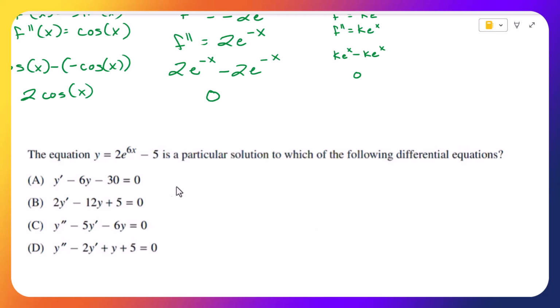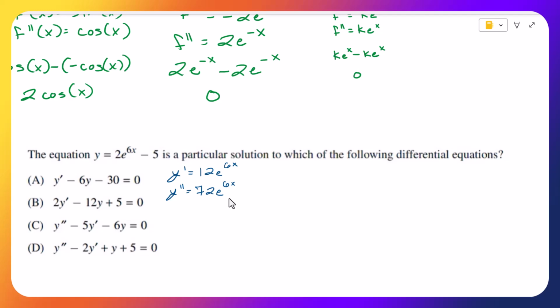So what I'm going to do is I'm looking and I'm seeing we have y's, we have y primes and y double primes. So let's find all 3 of those things first. Y is already given to us. We're going to change colors. Y prime equals 12e to the 6x. Y double prime equals 12 times 6 is 72 e to the 6x. 12 times 6, 12 times 5 is 60, yeah, so 72. Okay. So here's our first and second derivative.